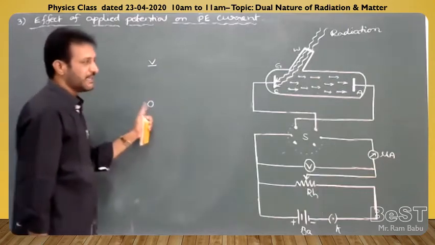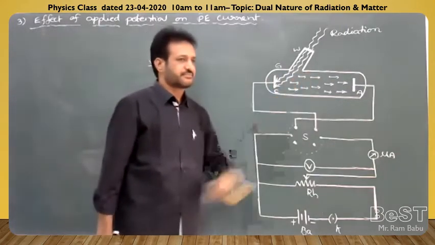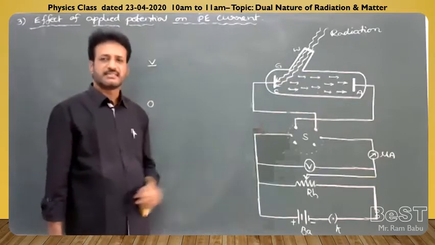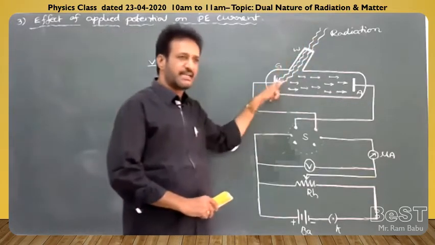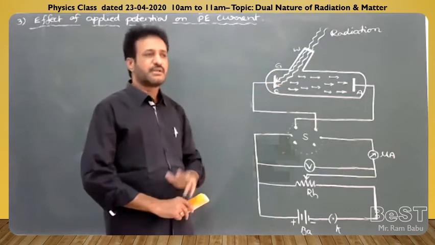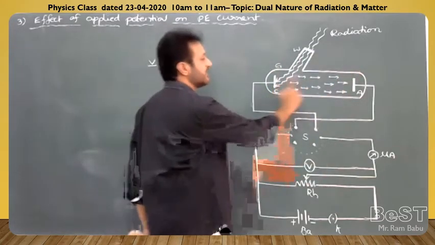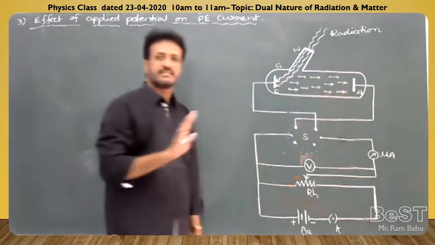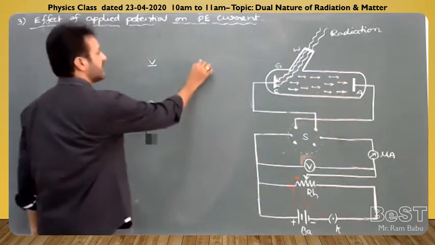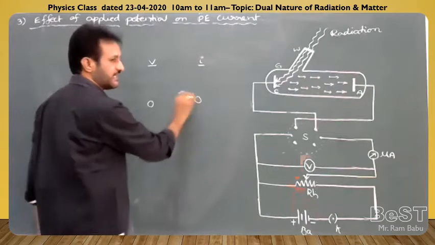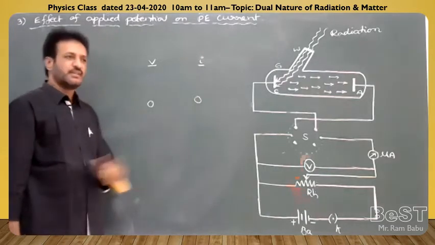Whenever 0 volt is applied, what is the current? 0 volt applied means the radiation falls on the metal plate. Electrons are emitted, but because there is no potential difference, the electrons cannot reach the anode and no current passes in the circuit. So the photoelectric current I is equal to 0, you should write. Whenever no voltage is applied, no current.